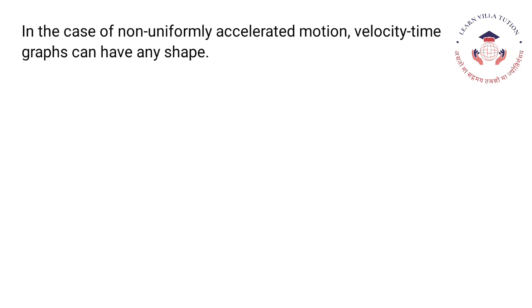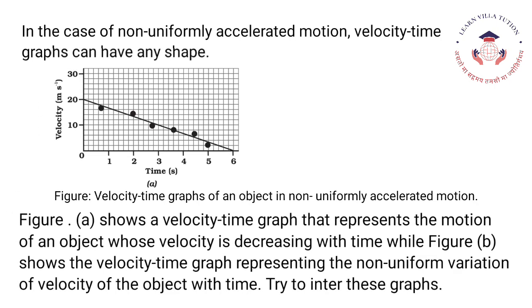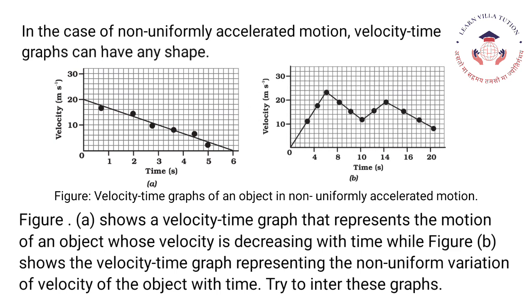In the case of non-uniformly accelerated motion, velocity time graphs can have any shape. Figure A shows a velocity time graph that represents the motion of an object whose velocity is decreasing with time, while Figure B shows the velocity time graph representing the non-uniform variation of velocity of the object with time. Try to draw these graphs.